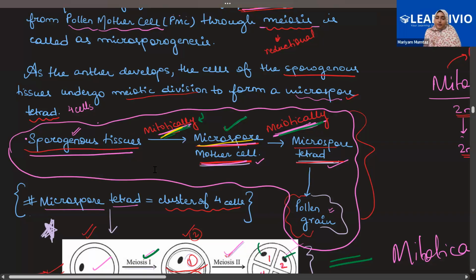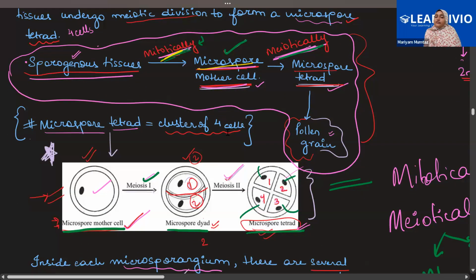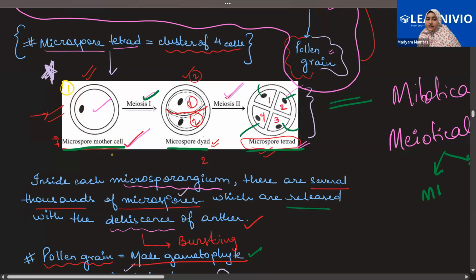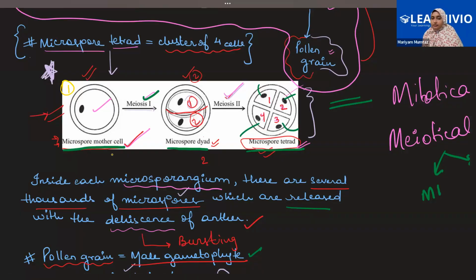Now the microspore tetrad is a cluster of 4 cells. See, the first condition is the microspore mother cell. When it undergoes meiosis, 2 cells are formed. That is a dyad. Dyad means 2. Then it goes further, undergoes meiosis and forms 4 cells. So from 2, 4 cells are formed and we call it a microspore tetrad.